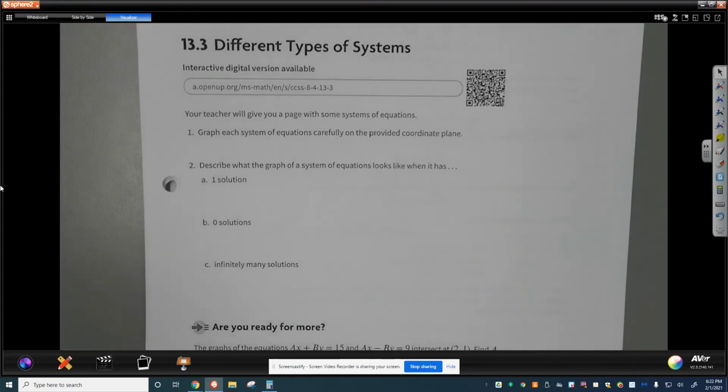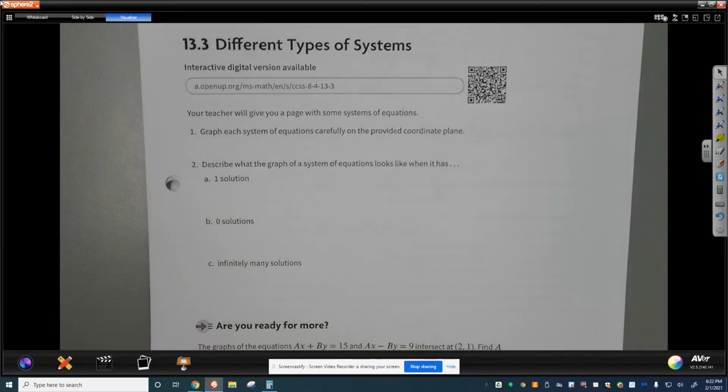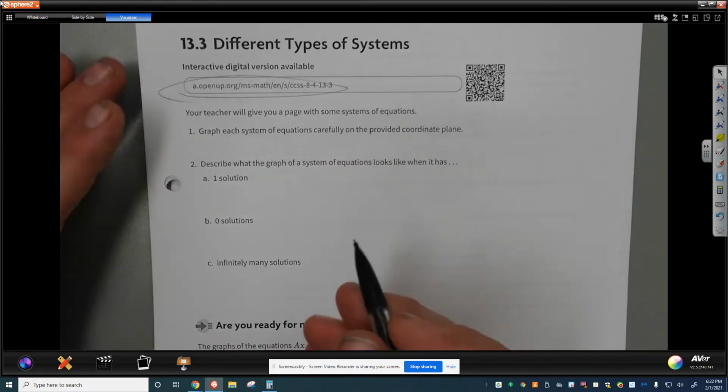I actually won't see you to be able to give you the pages that they're suggesting, but I will talk to you about a couple of these pieces. Graph each system of equations carefully on the provided coordinate plane. You can go ahead and do this in the interactive piece of it, but what I want to just get is a quick recap.